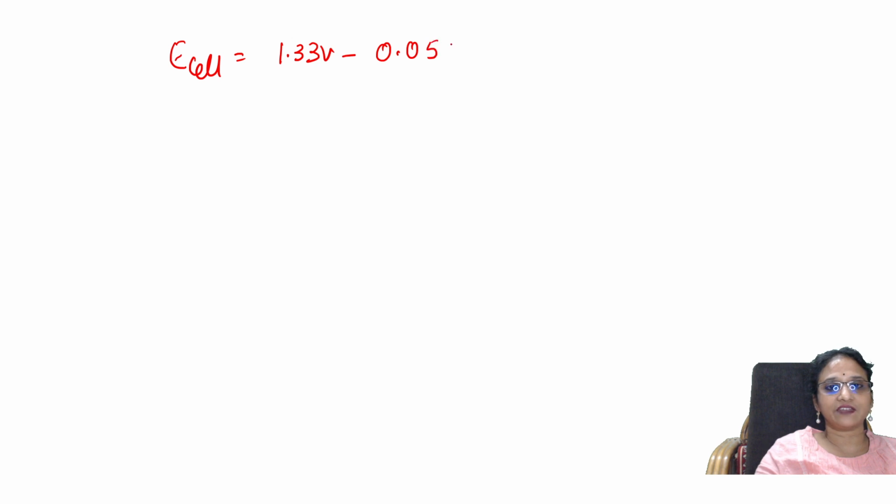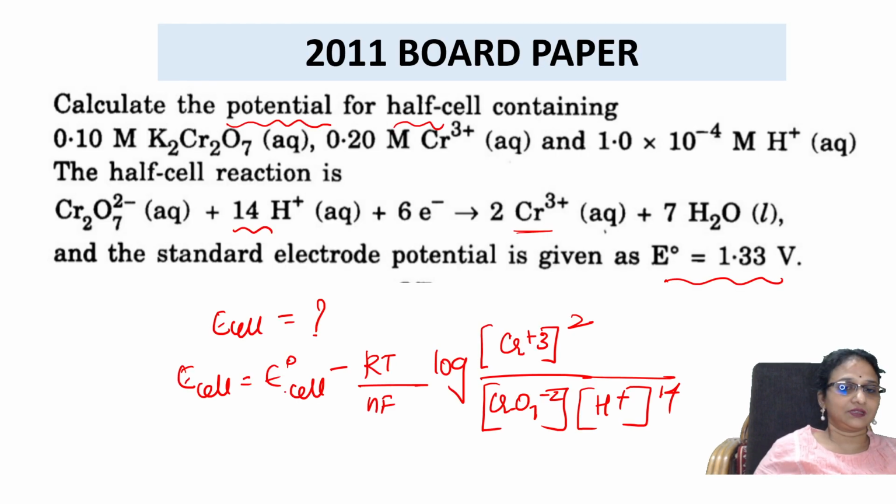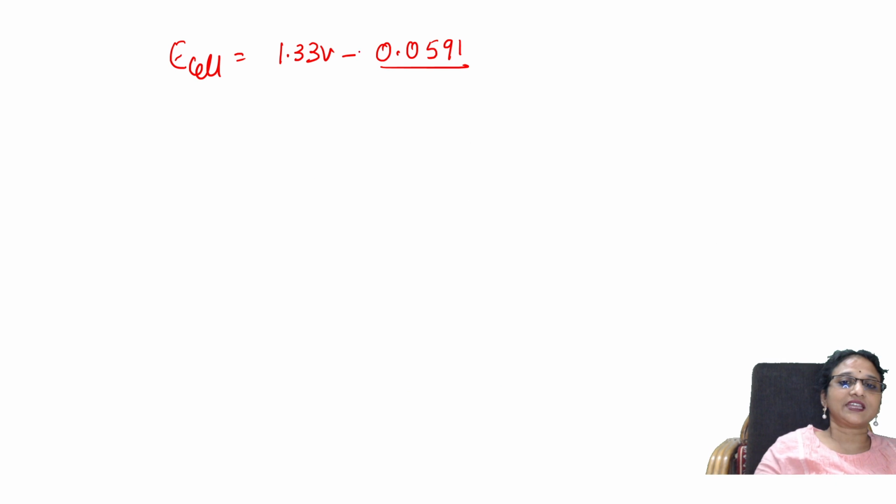Let us substitute that. So, the first equation, E cell is equal to E naught cell, which is 1.33 volts, minus, I multiply R value, I multiply T value. How much do I get? 0.0591. Correct. How many electrons got transferred? 6 electrons. So write that n value as 6. Next is log.